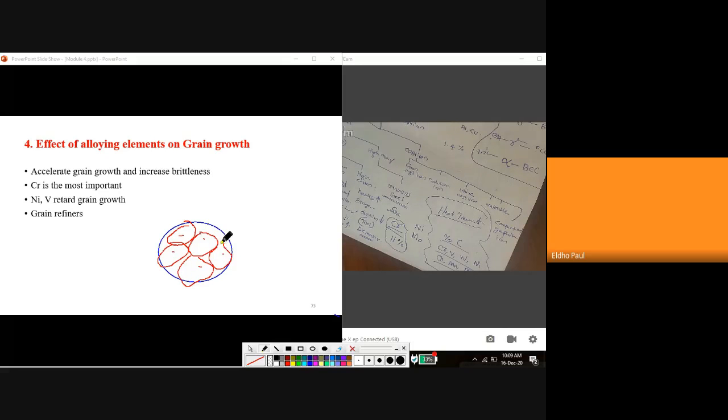But in the case of a material with a large number of nuclei, for example, here we have a large number of nuclei formed, small grains are formed after grain growth. So the grains are finer grains. Different types of alloy elements affect the grain growth of the material during the solidification process.